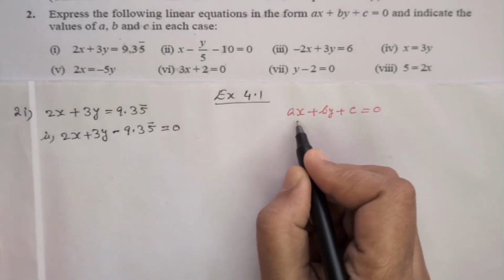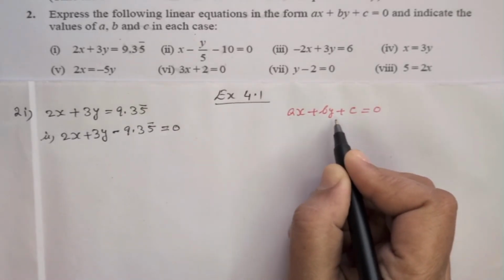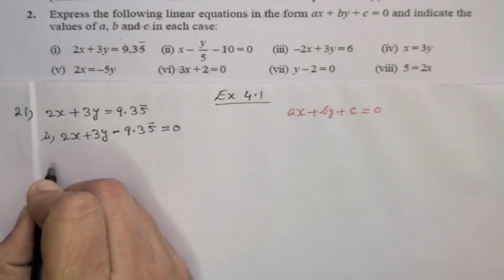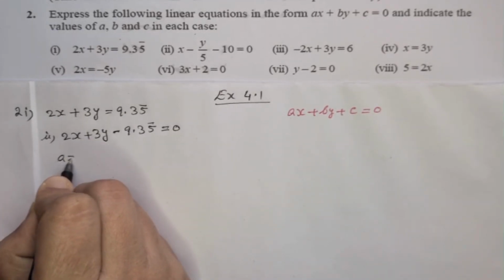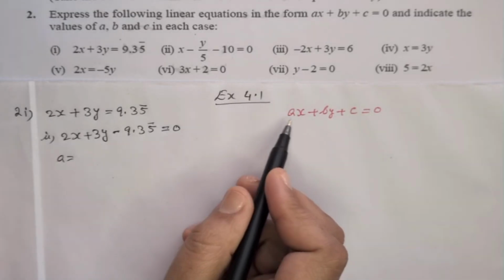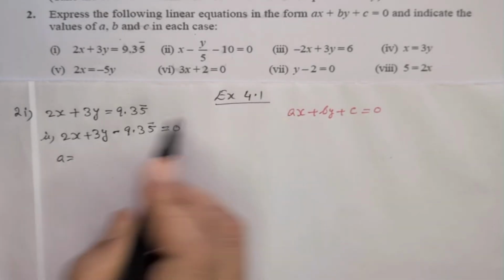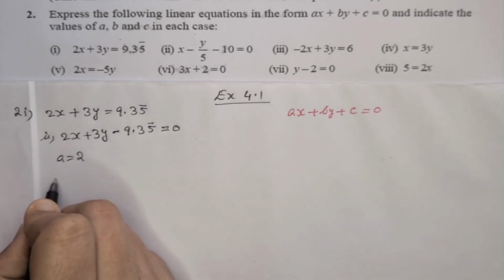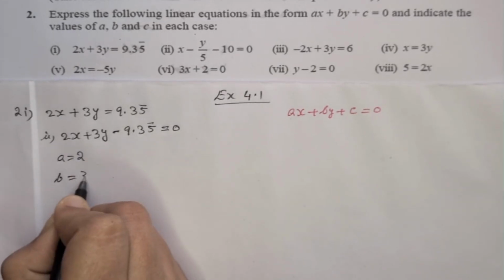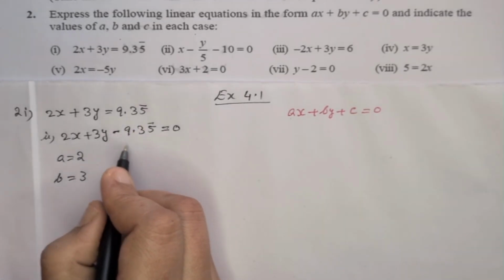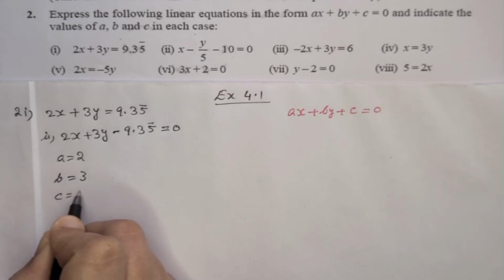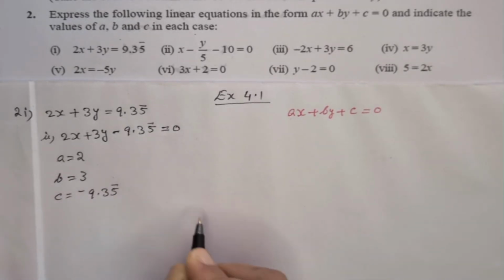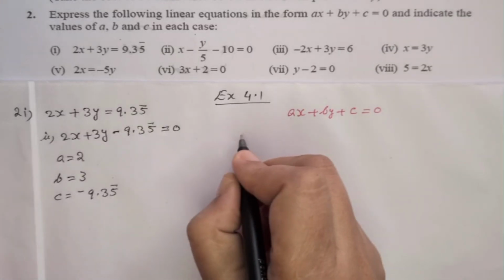Now the same format, ax plus by plus c is equal to 0. Then when we are comparing these two, we can write a is equal to the coefficient of x. Here that is 2. Coefficient of y, 3. The constant c is equal to minus 9.35 bar. This is the first one. Now the second one.